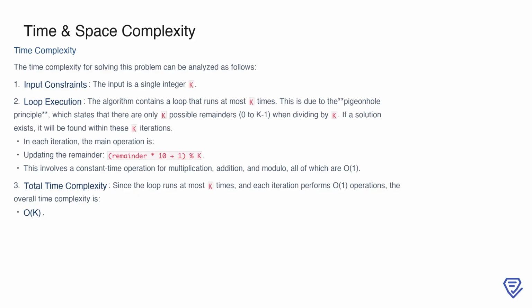Within each iteration, the key operation involves updating the remainder using the formula, (remainder * 10 + 1) % k. This calculation consists of a multiplication, an addition, and a modulo operation, all of which take constant time. Therefore, each loop iteration is O(1). Multiplying this by the maximum of k iterations, we arrive at an overall time complexity of O(k).